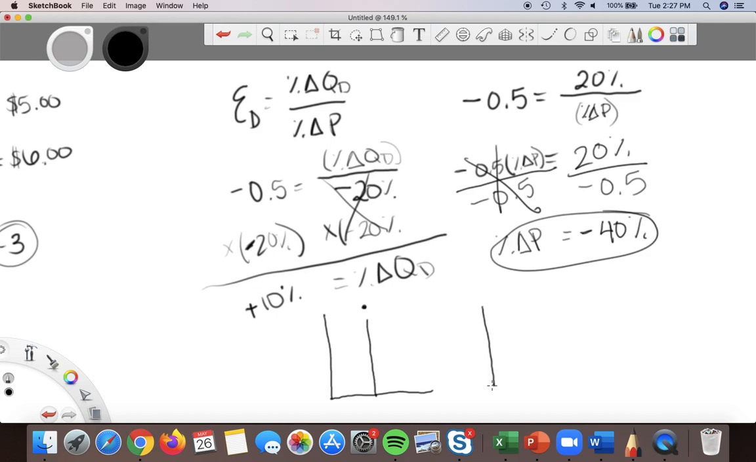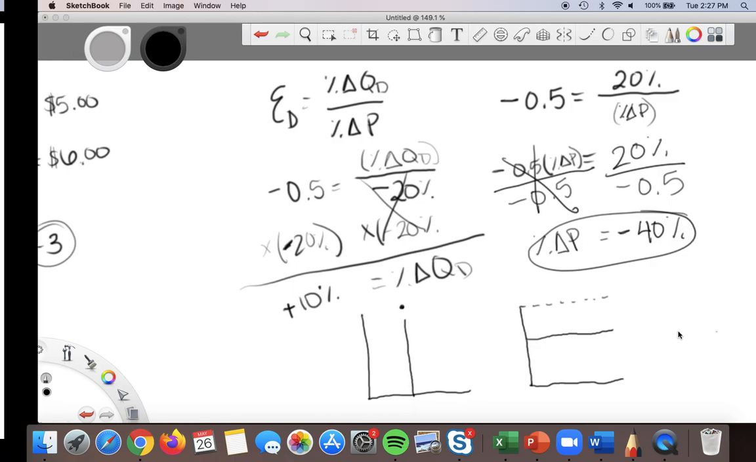Perfectly elastic, the $5 bill example, those demand curves are so flat that they're perfectly horizontal. Kind of looks like the letter E for elastic. So this is my perfectly elastic curve. This is my perfectly inelastic curve. Kind of looks like the letter I and the letter E. So a little trick for you to remember them.